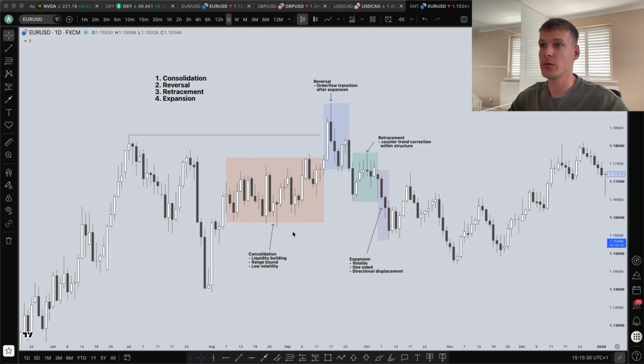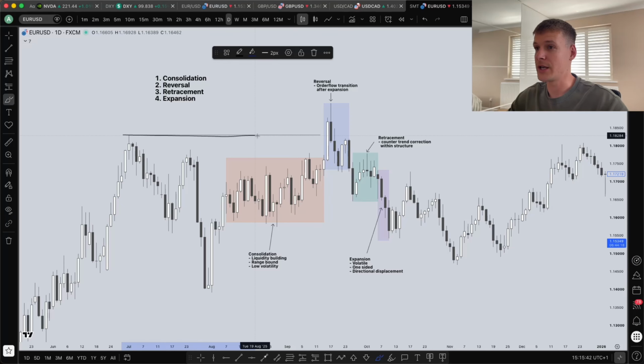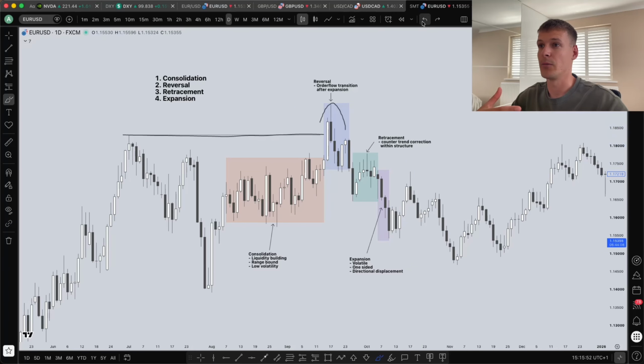Next up, we have reversals. Now, a reversal is an order flow transition after an expansion. And typically reversals happen after we reach key levels. As you can see here, we have reached this key level. And what very often happens is we have what's called a reversal, after a big expansive move into a key level, and then we have a reversal back into the range.